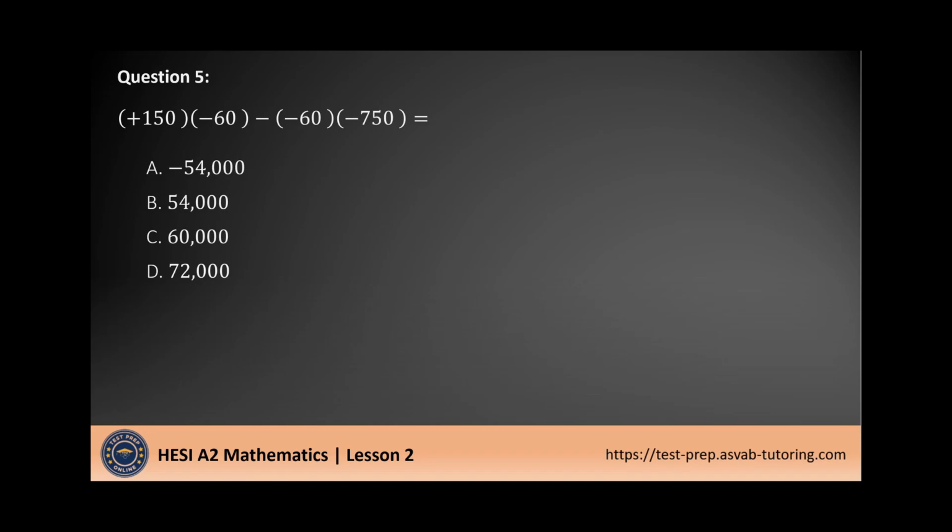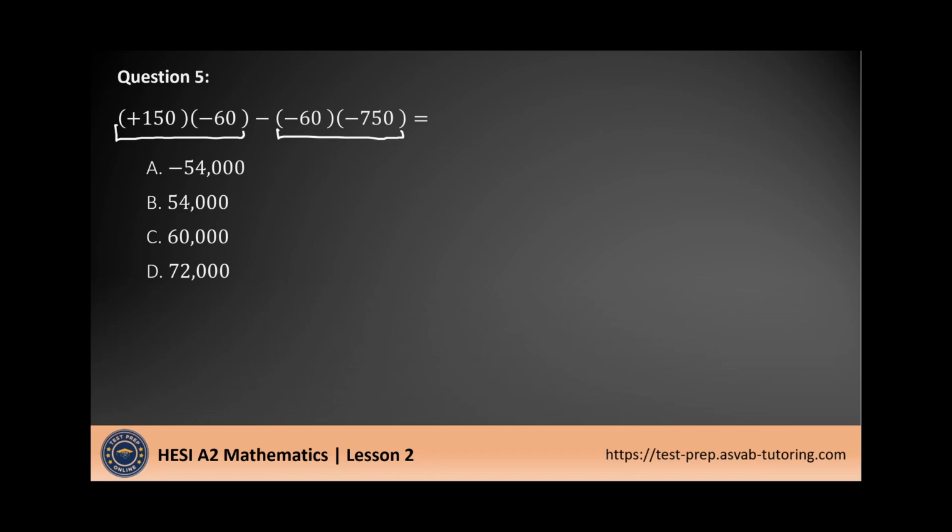150 times negative 60 minus negative 60 times negative 750. So if we break this problem up, we see that we have multiplication here between these two numbers. We have multiplication here, and those are separated by subtraction. Multiplication comes before subtraction, so we're going to simplify those two chunks, those two sides of the subtraction equation, and then we'll subtract what we get.